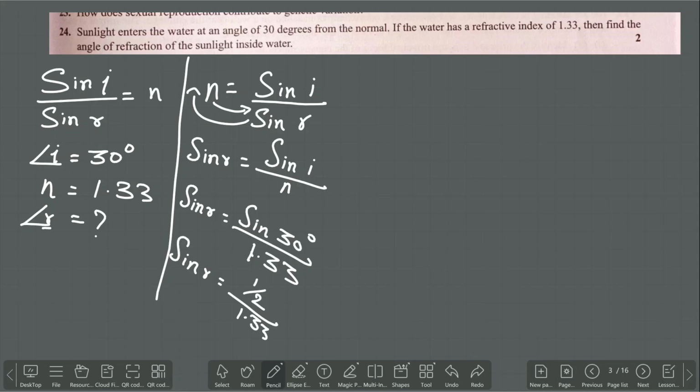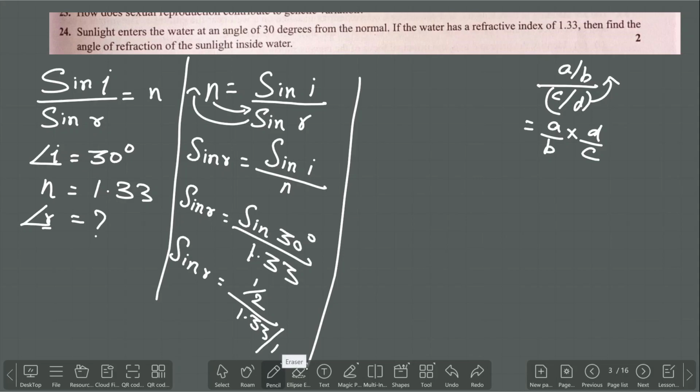So this one is looking like a by b by c. For c there is no denominator. We'll write it like this: a by b by c by d. How can we rearrange? A by b, while this term is going to the numerator, it will become d by c. Here for c there is no denominator. Let us assume it as 1. So the same method we got.